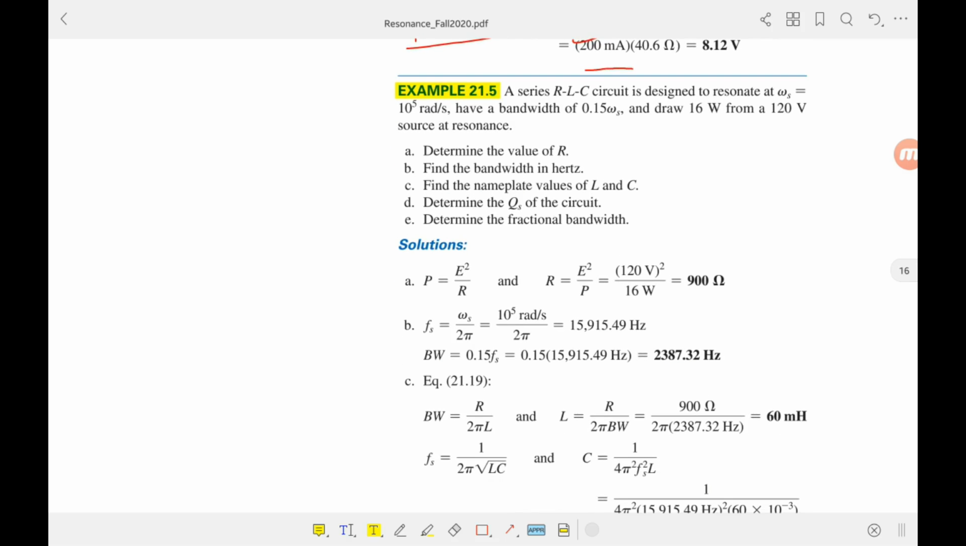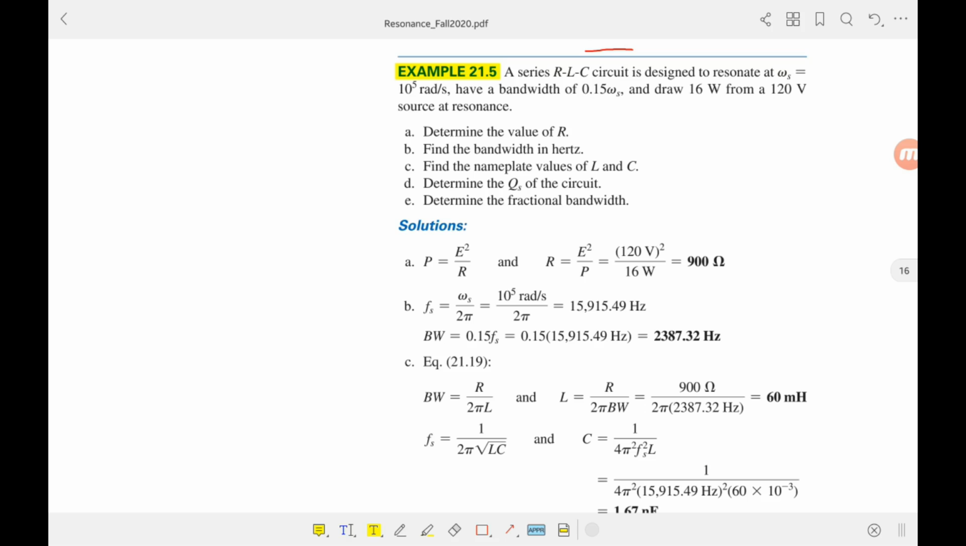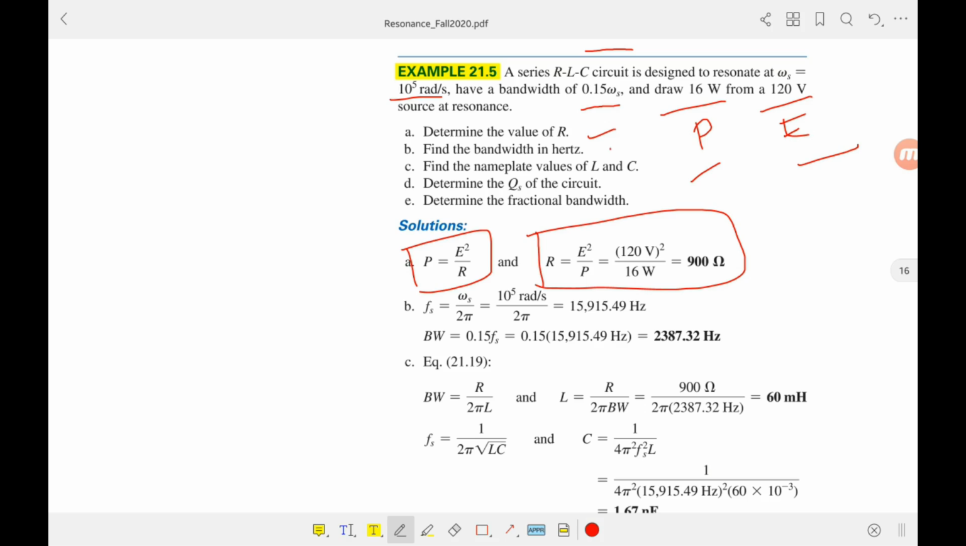Now example 21.5. Here some values are given. First of all, the resonant frequency is 10 to the power 5 radian per second, and the bandwidth is 0.15 into omega s. So the first question: determine the value of R. Here the power is given, 16 watt, and this is the voltage. So power is given, voltage is given. If you want to calculate the resistance, you can use this equation, because power equals E squared divided by R, that means voltage squared over resistance. From this expression you can calculate the resistance and it appears 900 ohm.